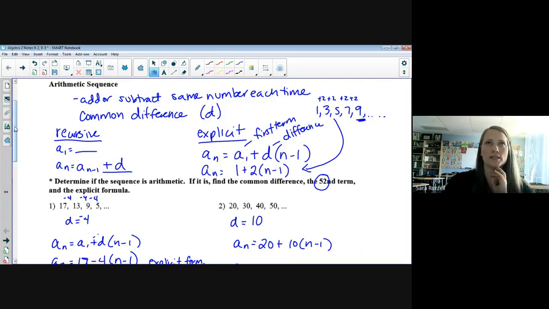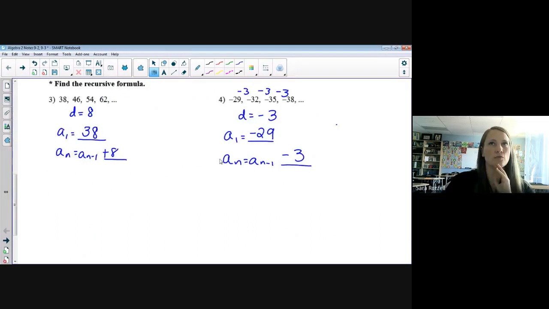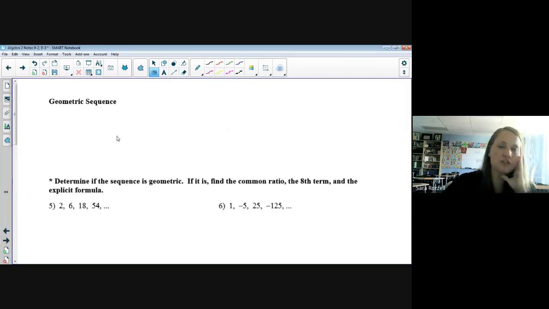Questions on arithmetic sequences? That's the first half of your homework. You good? You can write those equations, plug the numbers in. All right. The next ones are geometric. If we did adding and subtracting for arithmetic, what do you think geometric is going to be? Multiply. Yeah, multiplying is what we're going to do for geometric sequences. So we multiply by the same number each time.